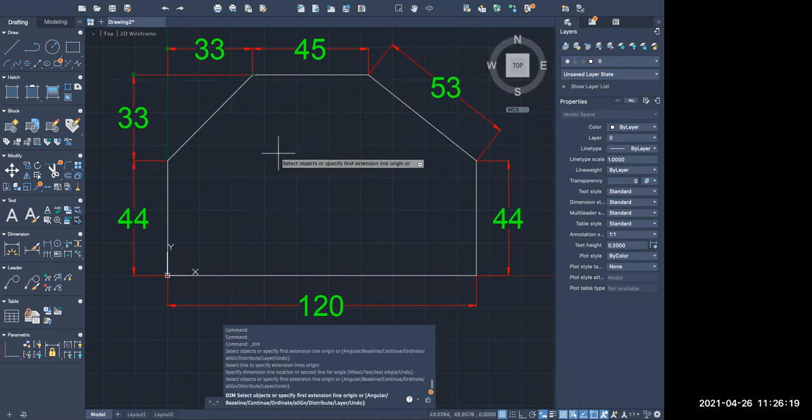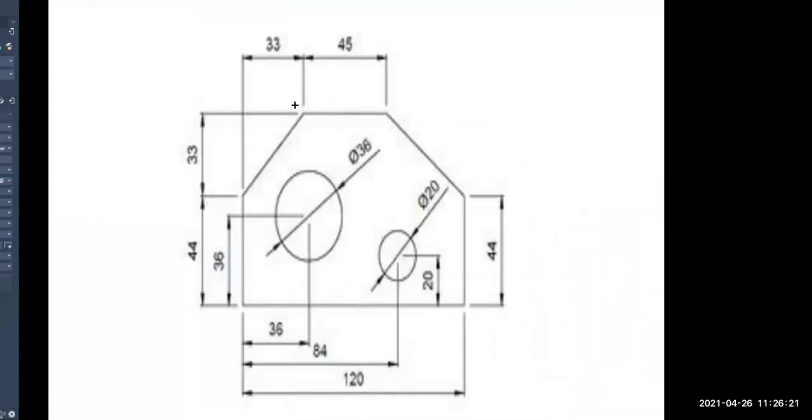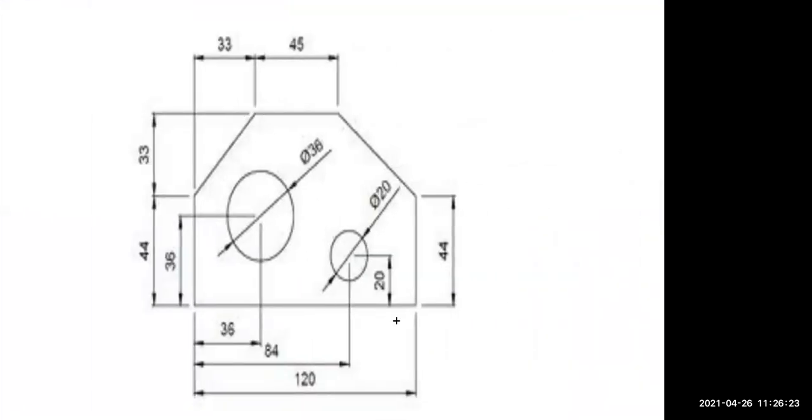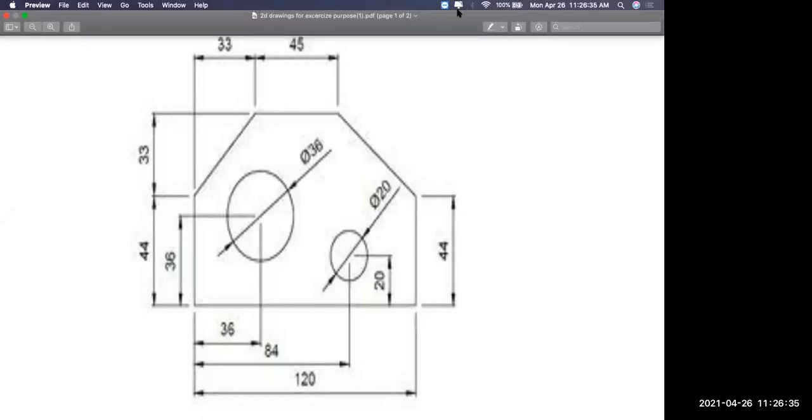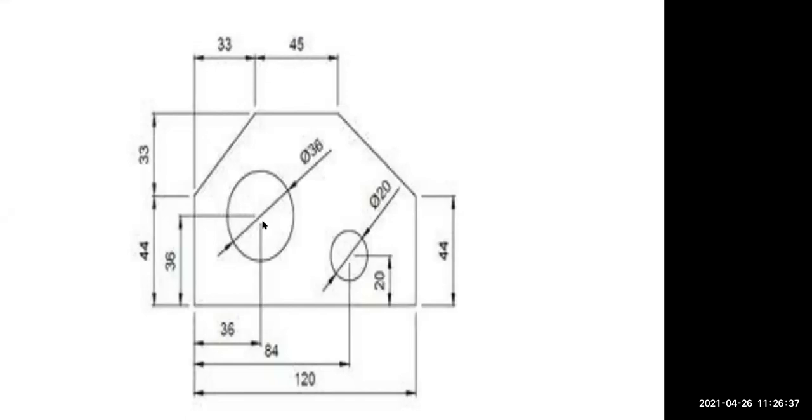Okay, sir. So this is regarding the outer portion of this drawing. Now we have to draw these two circles. Now the question is, to draw any circle, what input do we need? So to draw any circle, first you need its center. Where is the center? That you have to specify. So center and radius, or center and diameter.